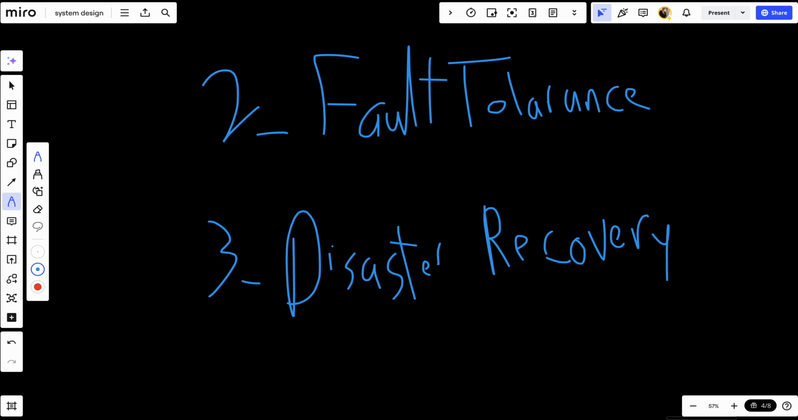Geographic redundancy, for example, allows systems to continue operating even in the case of a regional disaster like earthquakes, floods, or power outages. Also, it's great for reduced downtime, because redundant components can seamlessly take over in case of failure, reducing or eliminating system downtime.